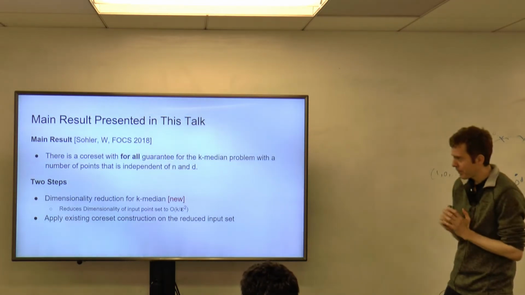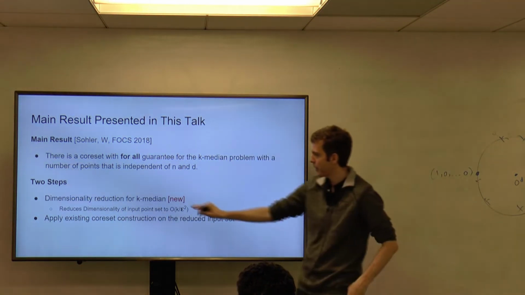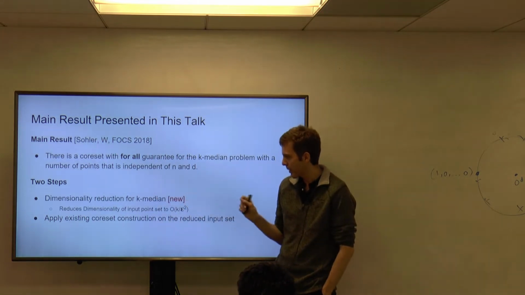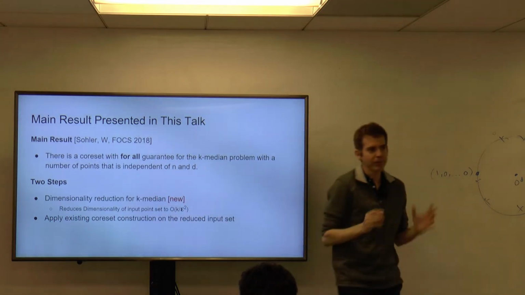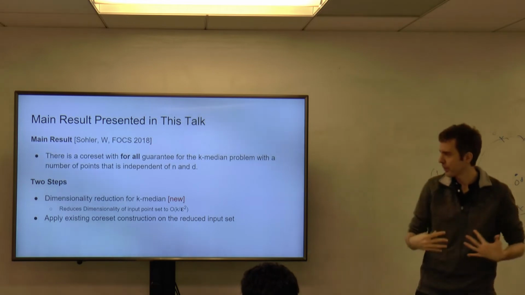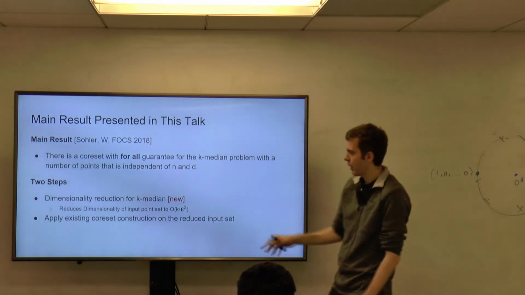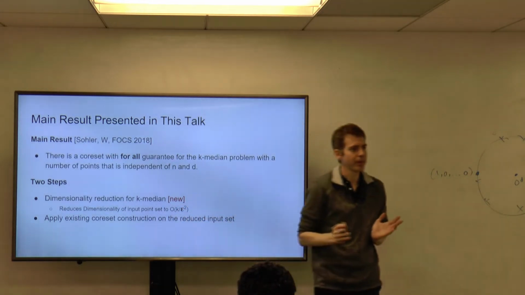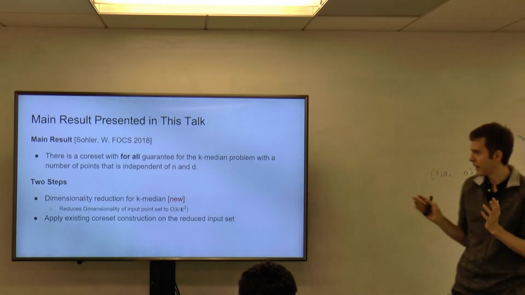We achieve this in two steps. First, we give a new dimensionality reduction technique for K-median, which reduces the dimensionality of your input points from d to order k over epsilon squared. Okay, so this is the main new thing.